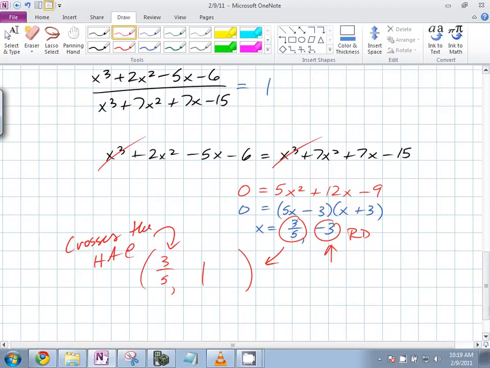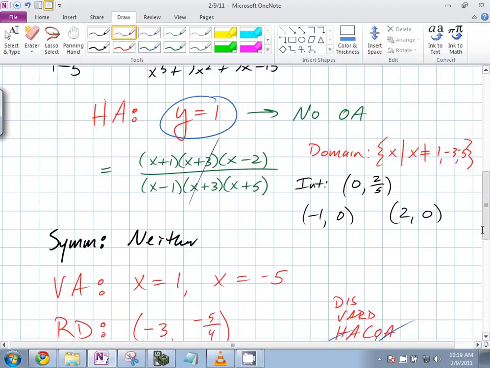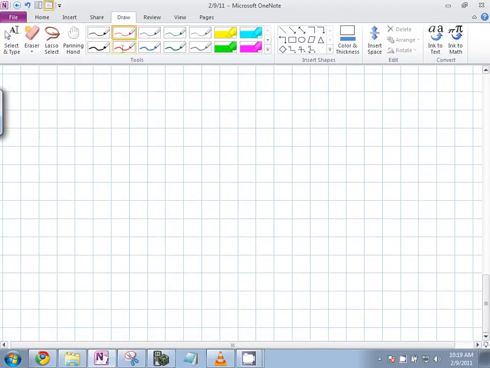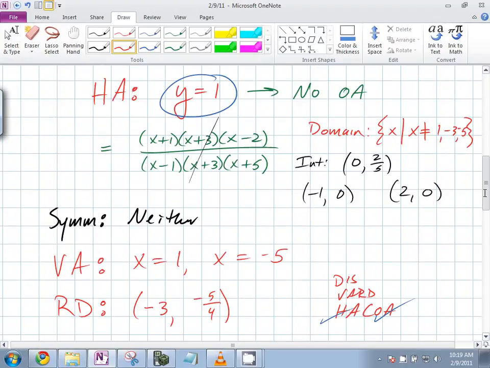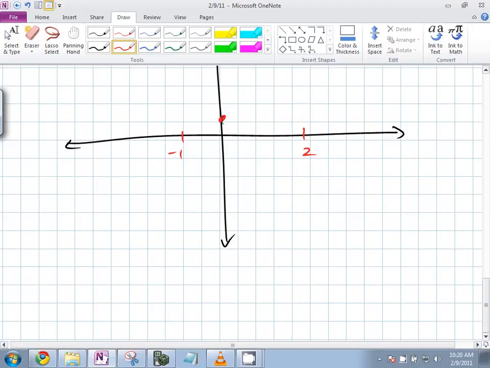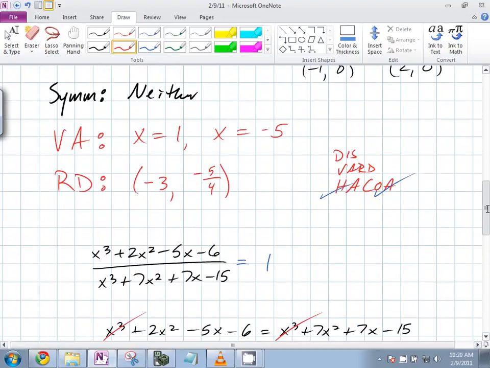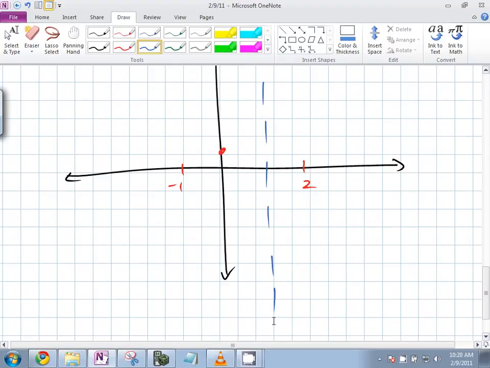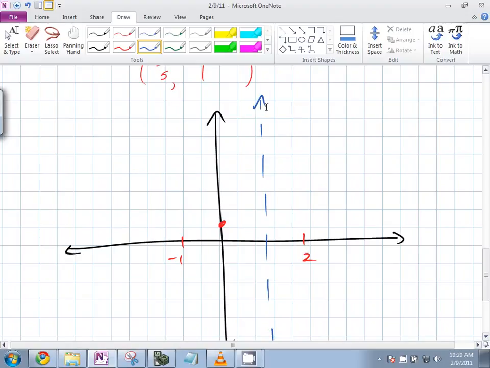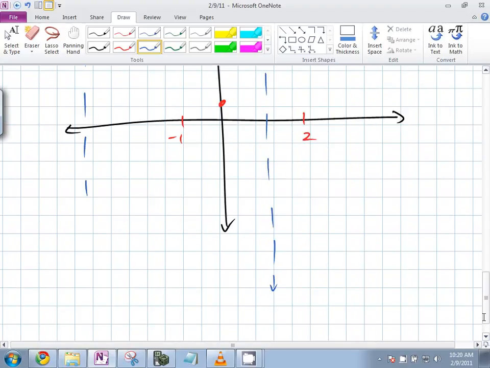So let's put this all together. What are our intercepts? -1 and 2. Again, are we looking for something super accurate? No. And what was the y-intercept? You remember? 2/5. Looks vaguely like that. Do we have a vertical asymptote? 1 and -5. So let's do 1 and -5. Is it okay if I mess up the scale on this? I'm just going to give myself the ability to do that.